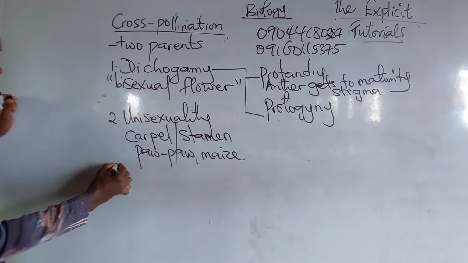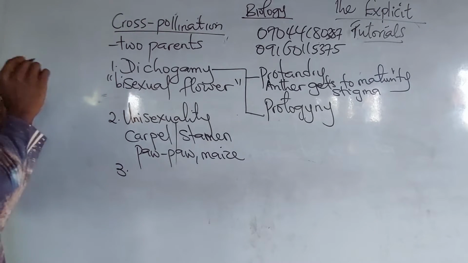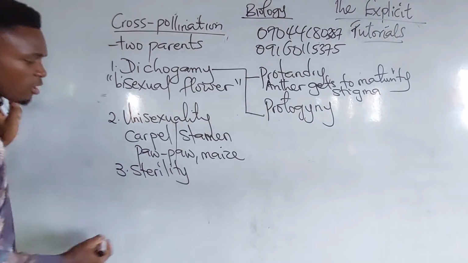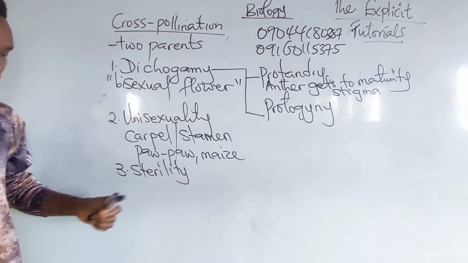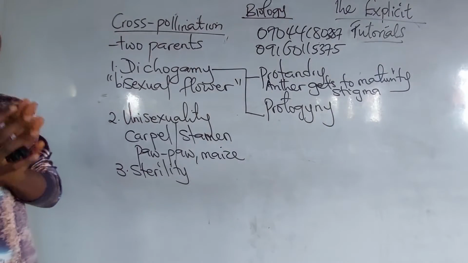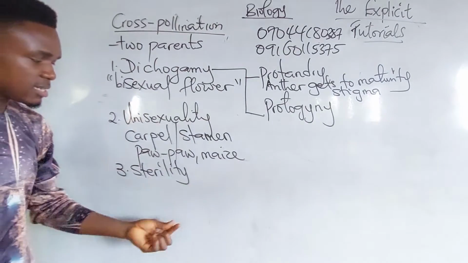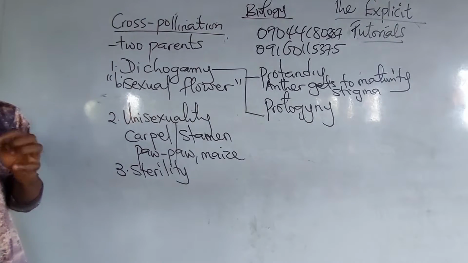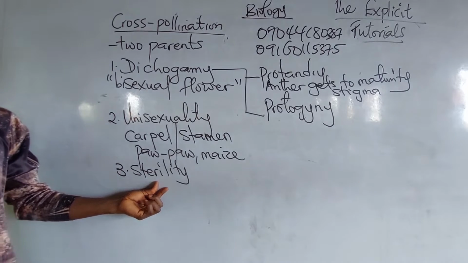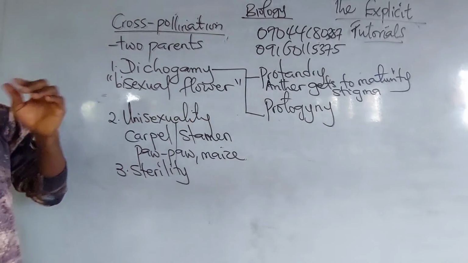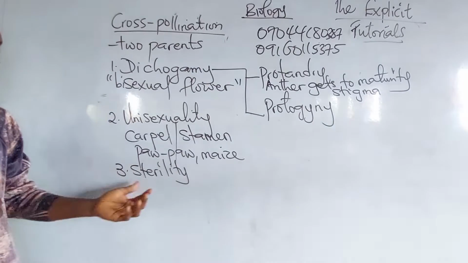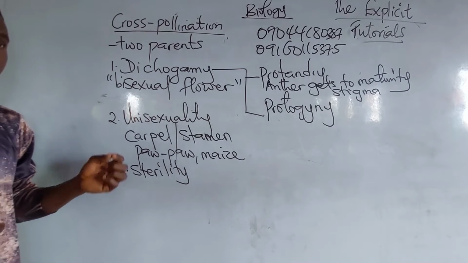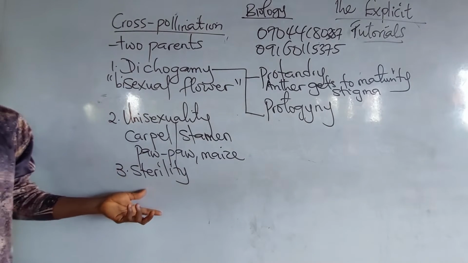They are unisexual flowers. Then the number three condition that enhances cross-pollination is sterility. For an organism to exhibit sterility, it means that such a flower is not ready for reproduction. Sterility is a phenomenon in which a flowering plant makes itself sterile, that is, not ready for reproduction. During pollination, the stigma is what accepts pollen grains. Since the flower is not ready for reproduction, any pollen grains that come in contact with the stigma cause injuries to the flower.